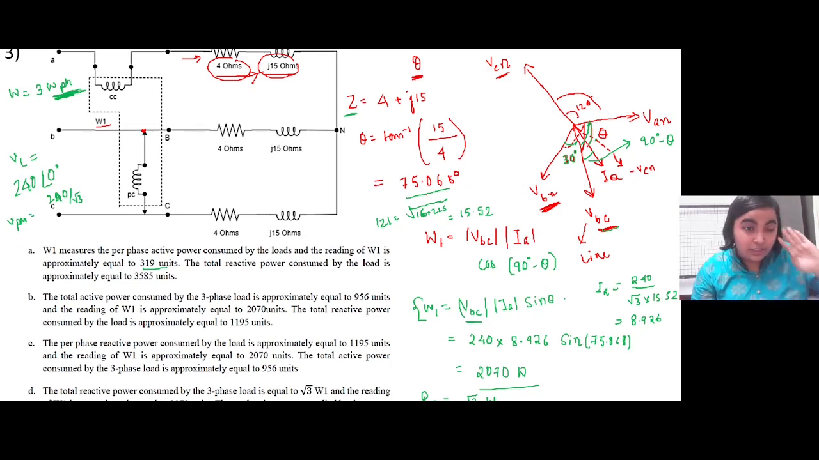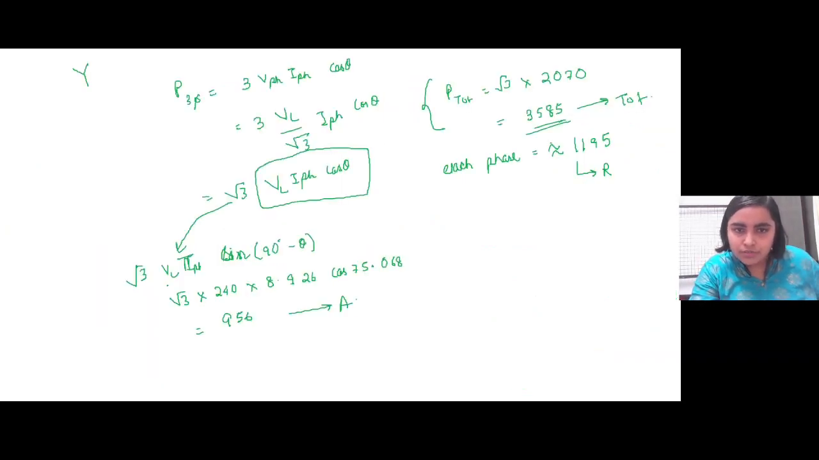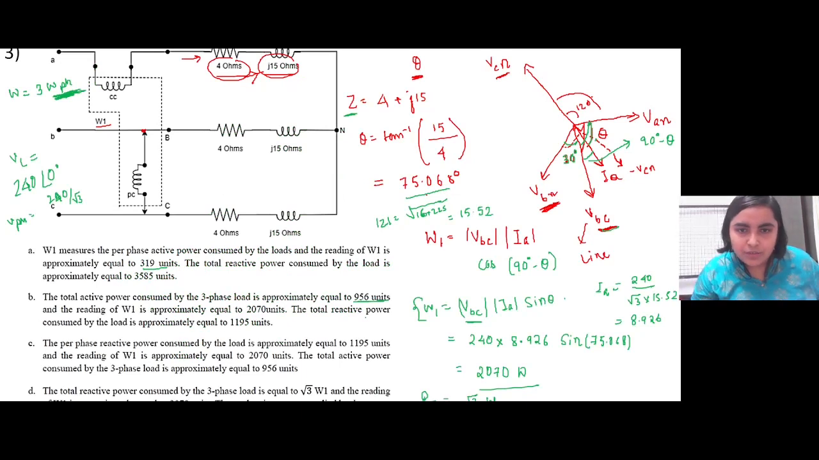In this case, the total active power consumed by the three-phase load is approximately 956. So we got this 956. The reading of W1 is approximately 2070. The total reactive power consumed by the load is 1195 units.